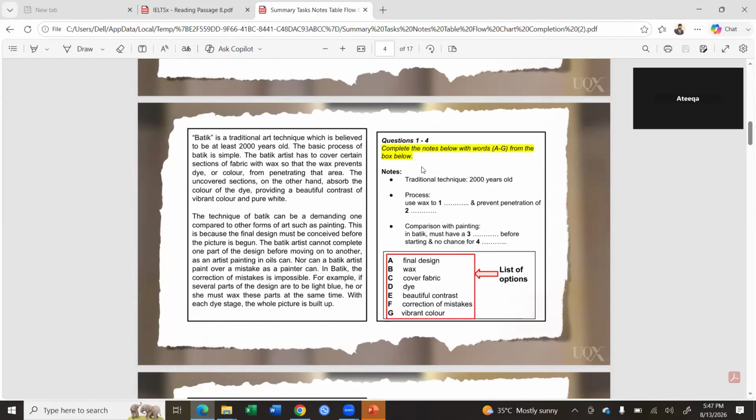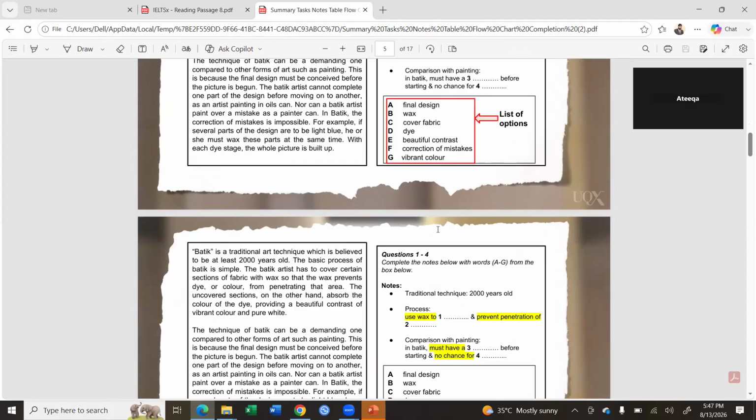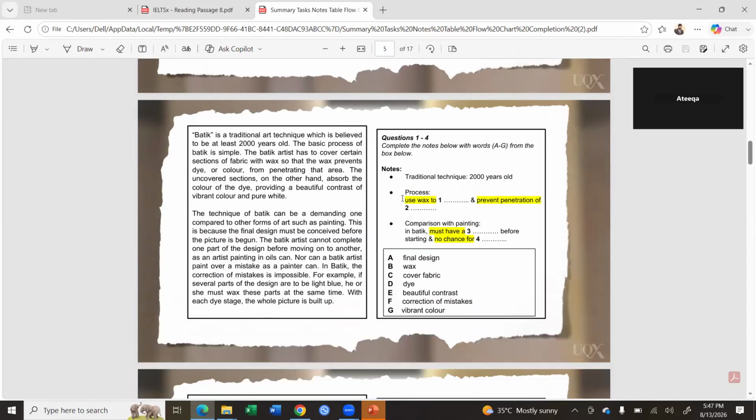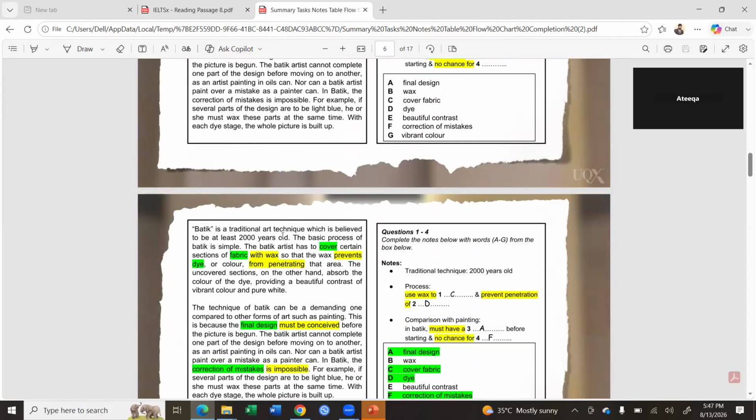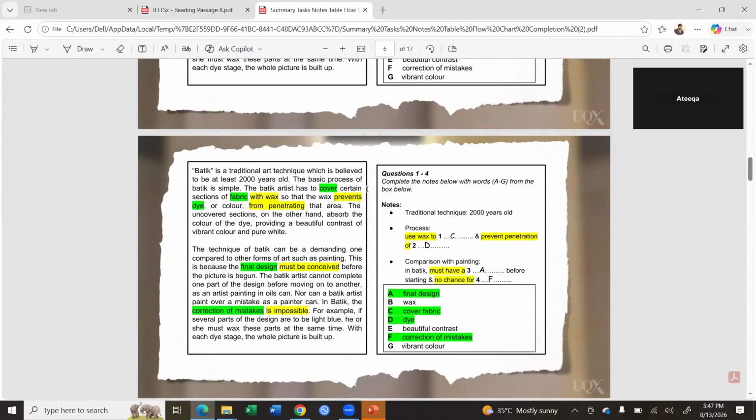Here is the exact way it should be done. You should read the instructions first and then look at the words here and then try to guess the word that might possibly be the answer and then read the passage and try to find it, okay? So these are your questions. Use wax to, as I have mentioned already, prevent penetration of, must have a, and no chance for. So these are your questions that you should be looking for here, right? And the synonym forms. As you can see here, we have all these things. This is how you can actually find out the answers. You can highlight the things or underline it, right?